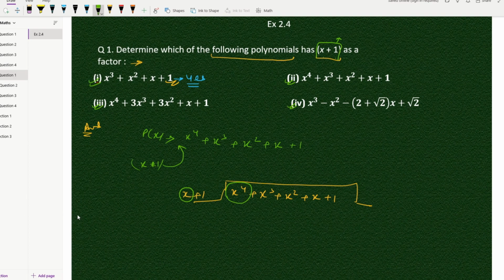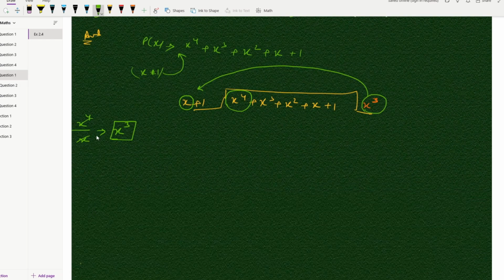So you have to divide them, x⁴ upon x. So this will be x³. So ये क्वेश्चन आ गया तो इसको मैं यहाँ लिख दूँगा, x raised to power 3. Now the next step will be to multiply this x cube with the whole divisor. So let us multiply x cube into x plus 1.